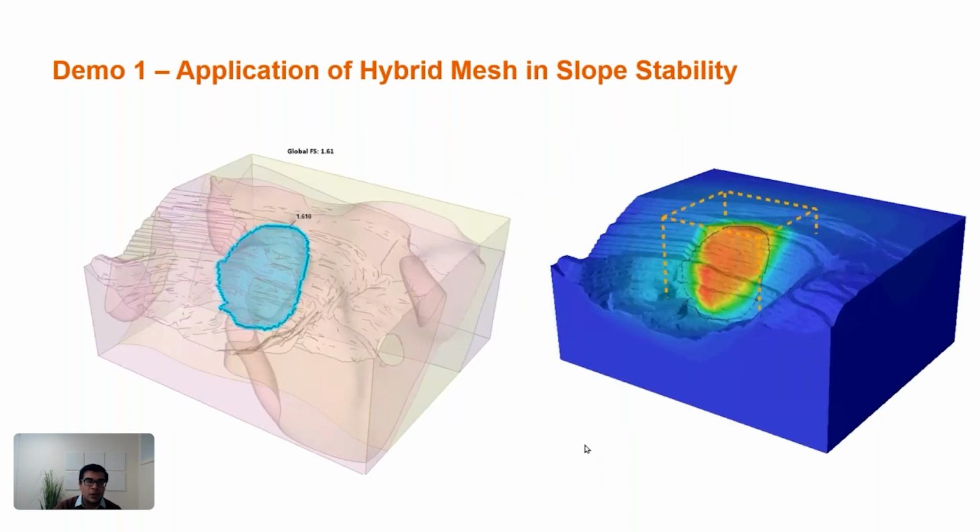We expanded our comparison also with Slide3. So we used the intelligent search in Slide3 that was recently released. Slide3 also calculated the factor of safety as 1.61, so it is exactly the same as what we calculated with finite element. And also the failure area is captured very close to what we calculated with the hybrid mesh.